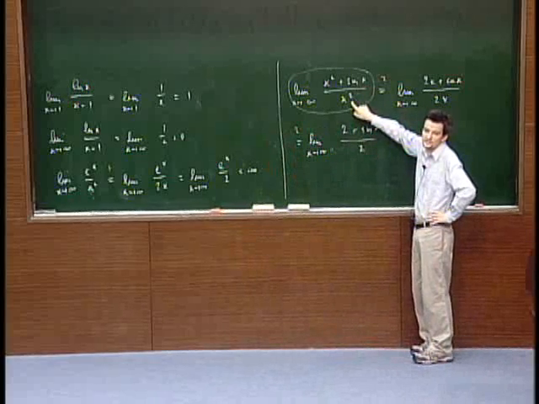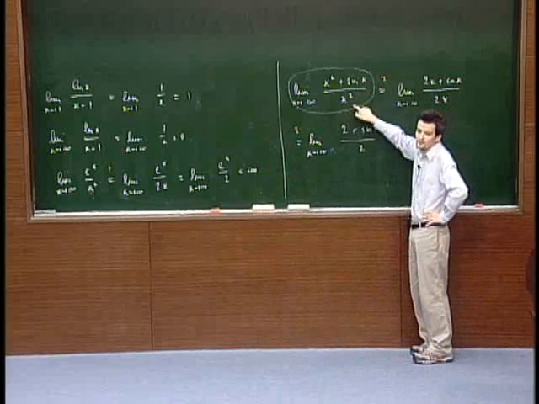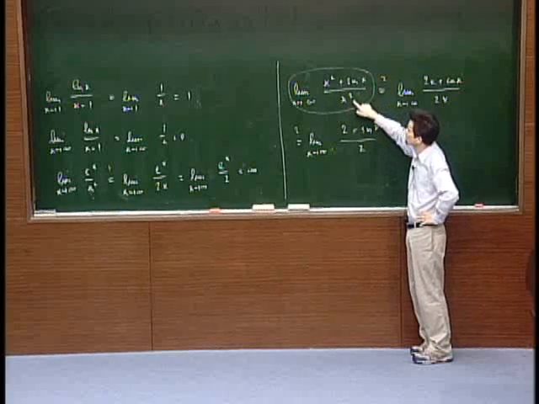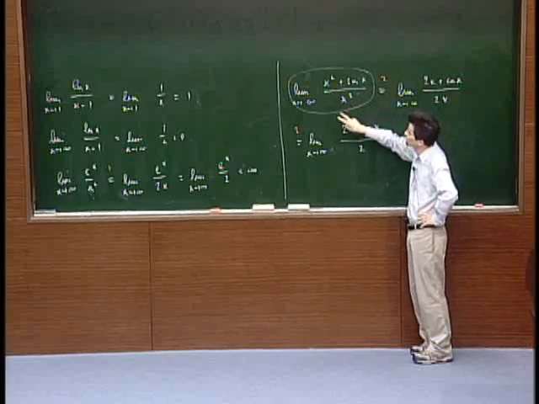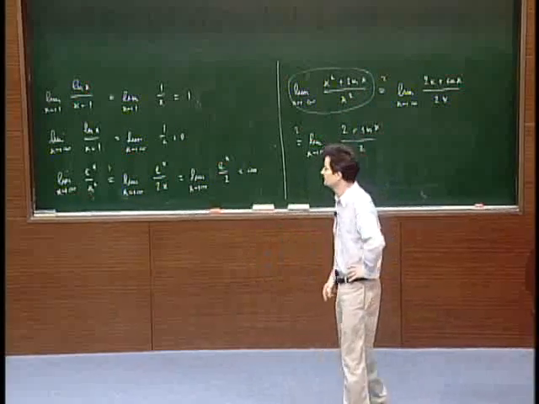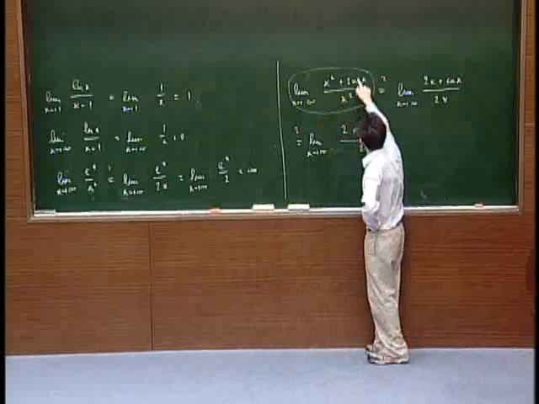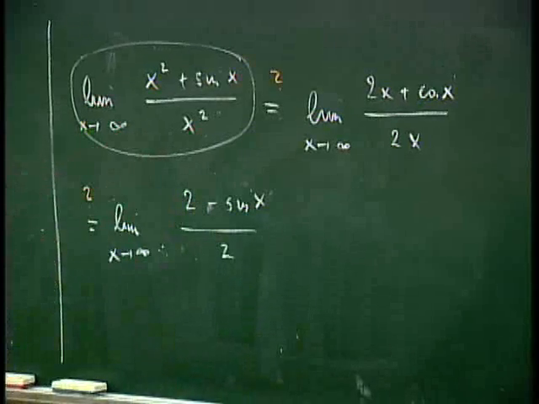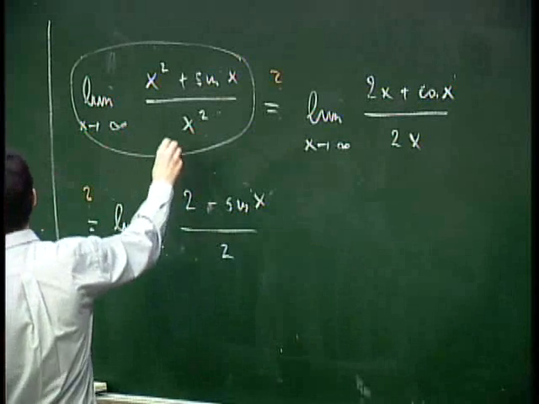So how can you handle this? Actually, you can use the limit laws here, but not the quotient rule. You write this first as 1 plus sine of x over x squared, and then you can use the rule that the limit of the sum is the sum of the limits, and the limit of sine of x over x squared as x tends to infinity is, by the squeezing theorem, equal to 0. So you have to do it differently here.